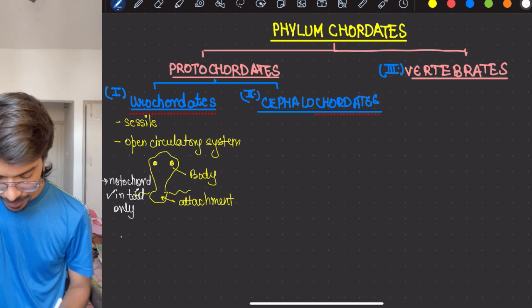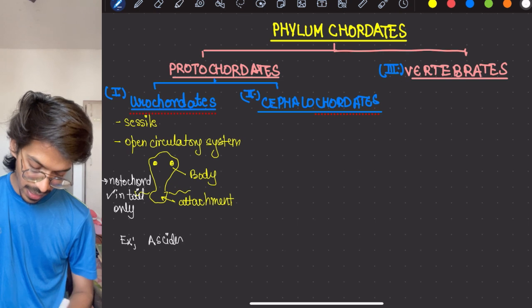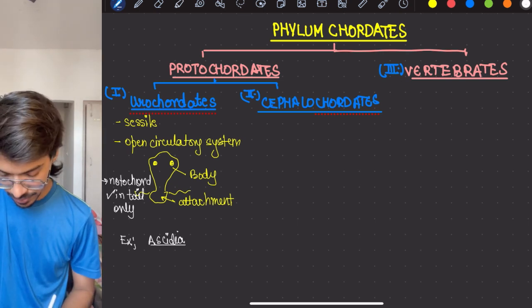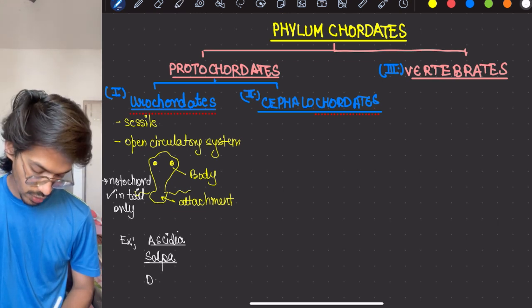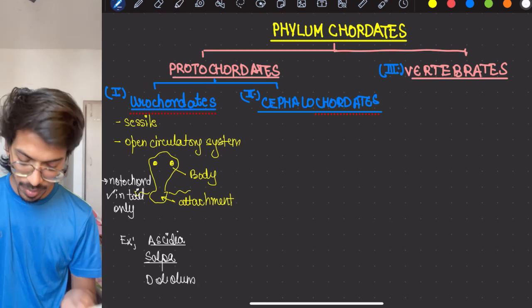The first example is Ascidia, whose diagram is given in NCERT. After Ascidia, the next example is Salpa. And the third example is Doliolum. These are the three examples that you have to remember.